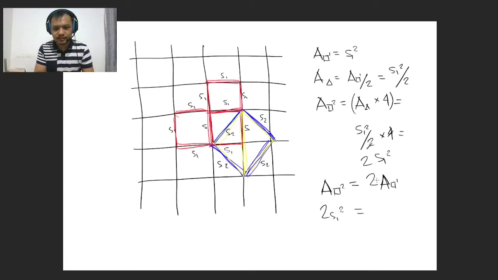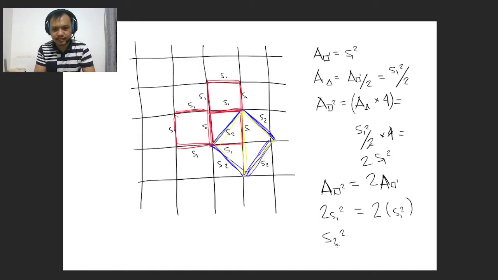And this one is equal to 2 S1 squared, right? Okay, there's a difference between these lengths, okay? 2 S1 squared is equal to S2 squared.